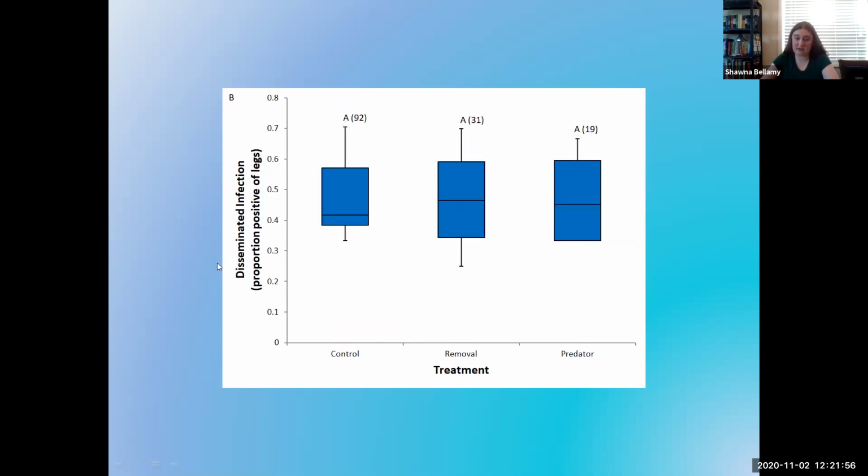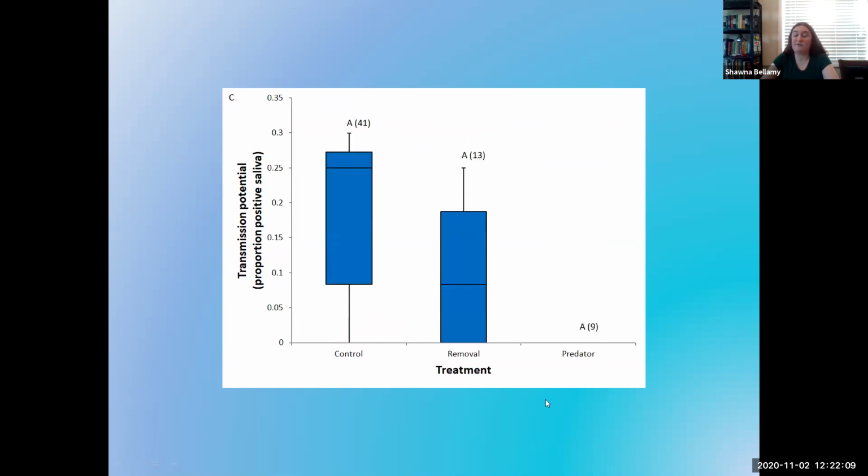Additionally, there was no significant effect of treatment on disseminated infection, so the proportion of the samples of the legs that were positive. And we found no significant effect of treatment on transmission potential, so the proportion of positive saliva samples.